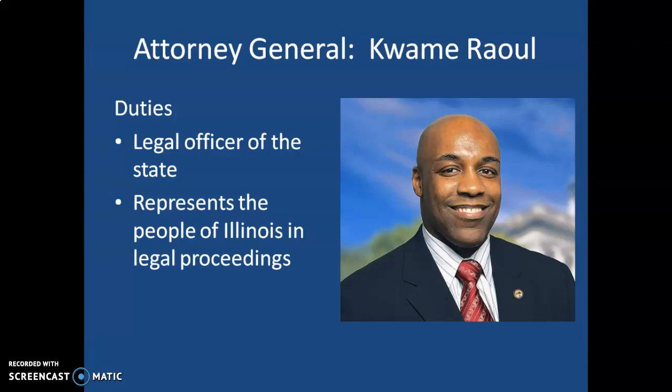So even though the Attorney General is a part of the executive branch, and the executive branch is run by the governor, the Attorney General is completely independent of the governor. The governor cannot tell the Attorney General what to do. And in the case of Blagojevich, it was actually our Attorney General in the state of Illinois who first took the lead in prosecuting the governor for crimes that he had committed against the people of Illinois.